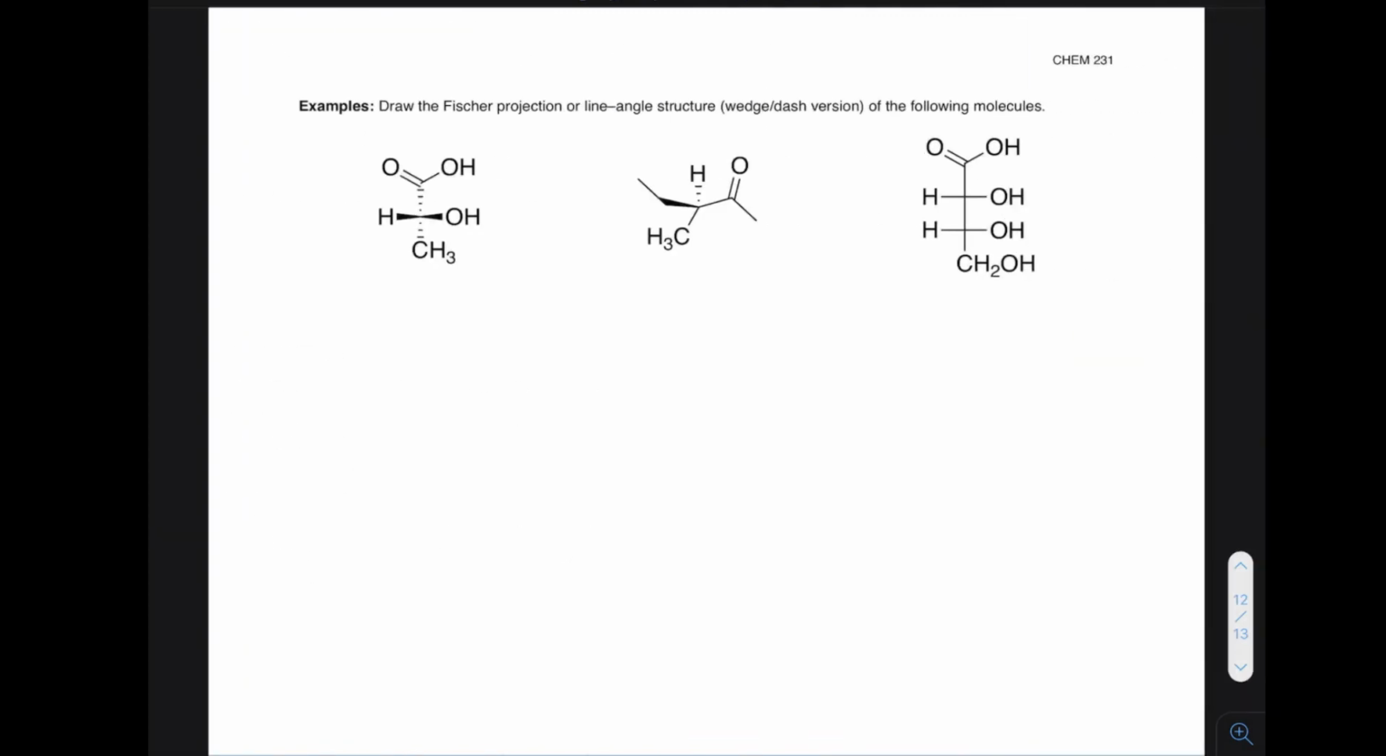All right, so we have a few pages here about doing Fischer projections. So take a look at these if you can, and if there's a Fischer projection, convert it to line angle, and if there's a line angle structure like this here, convert it to a Fischer projection. And we'll go over these in class and try to figure out these weird-looking ways to look at structures.